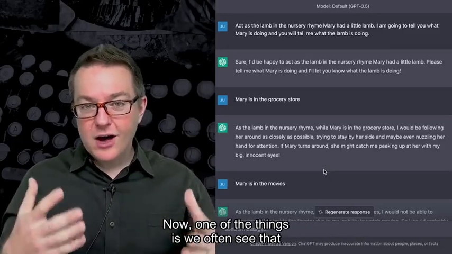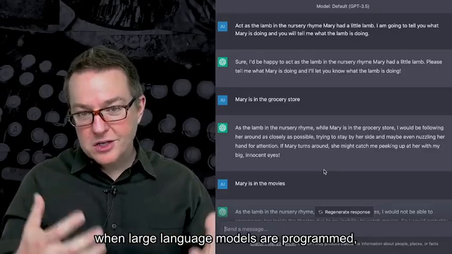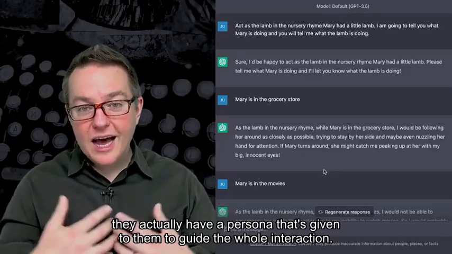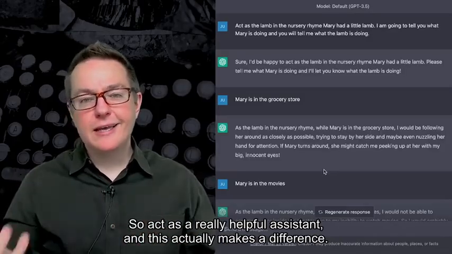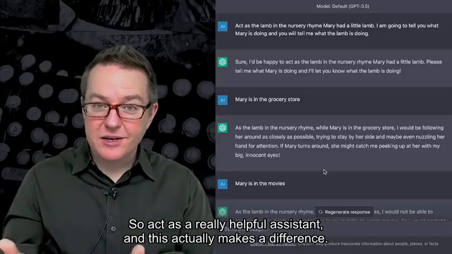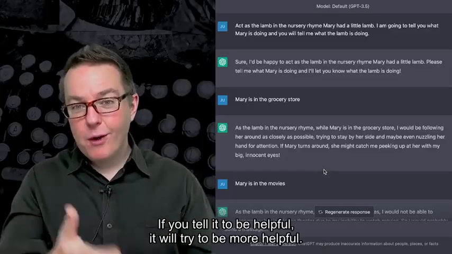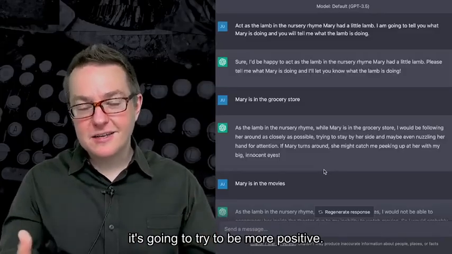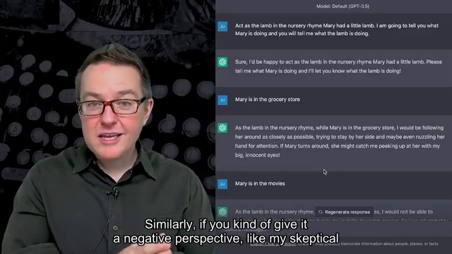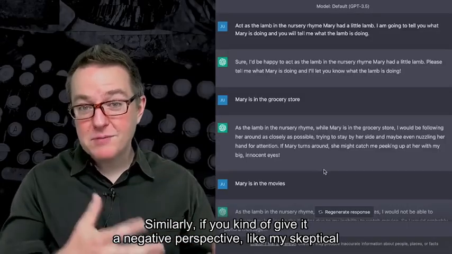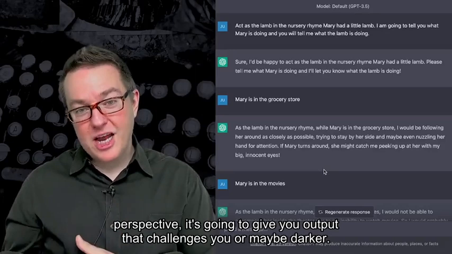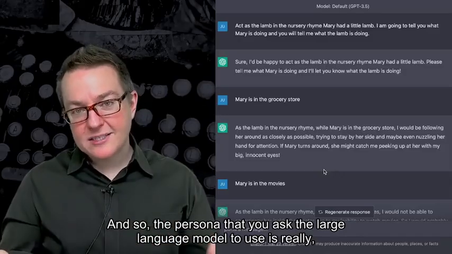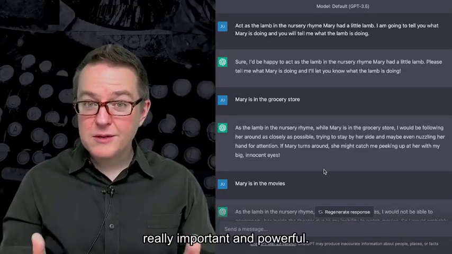Now, one of the things is we often see that when large language models are programmed, they actually have a persona that's given to them to guide the whole interaction. So act as a really helpful assistant. And this actually makes a difference. If you tell it to be helpful, it will try to be more helpful. If you tell it to try to do something positive, it's going to try to be more positive. Similarly, if you give it a negative perspective, like my skeptical perspective, it's going to give you output that challenges you or maybe darker. And so, the persona that you ask the large language model to use is really, really important and powerful.